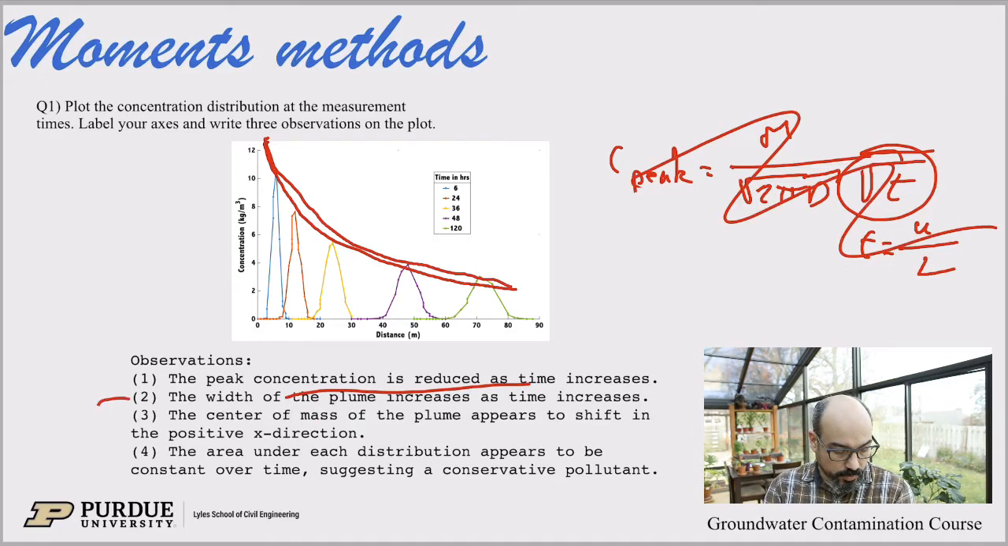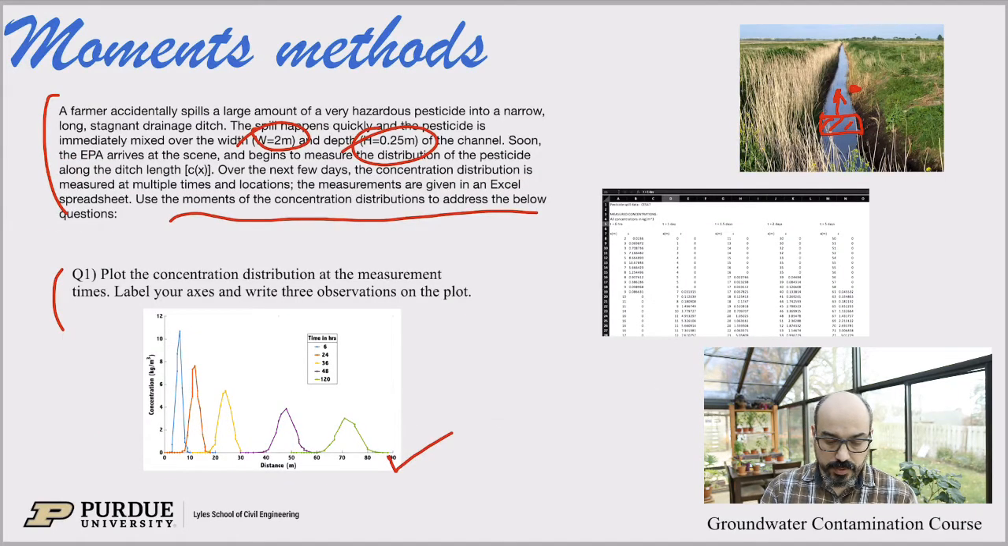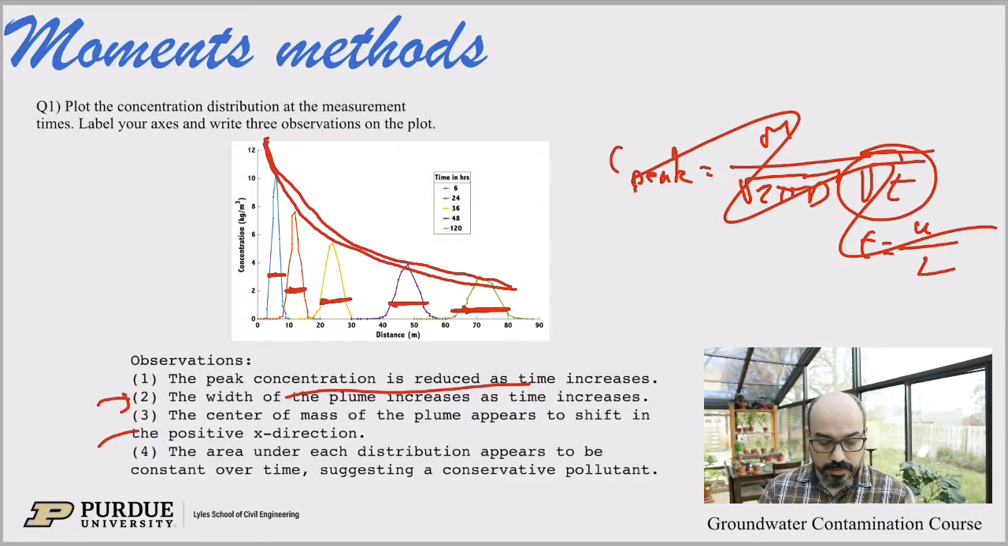Okay, the width of the plume increases with time, right? So again, the width of the plume being that variance or standard deviation, you can see that it goes wider and wider and wider over time because of the dispersion. The center of mass appears to shift, so there is some advection in this case, right? So there is some drifting downstream. Again, remember that we're in a ditch, so there are a bit of velocities. Usually those things are pretty slow and stagnant in the field, but there's still some velocity, so things move downstream.